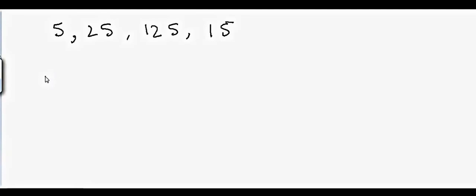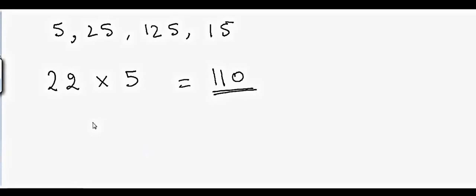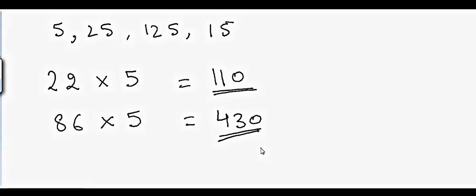So in case of 5, suppose I have a number 22 and I want to multiply it by 5. All I have to do is divide 22 by 2, that will be 11, and then put a 0 in the end. So that will be my answer. Again, let's say I have 86 and I want to multiply it by 5. So all I will do is 86 divided by 2, that is equal to 43, and then put 0 in the end, so that will be 430.